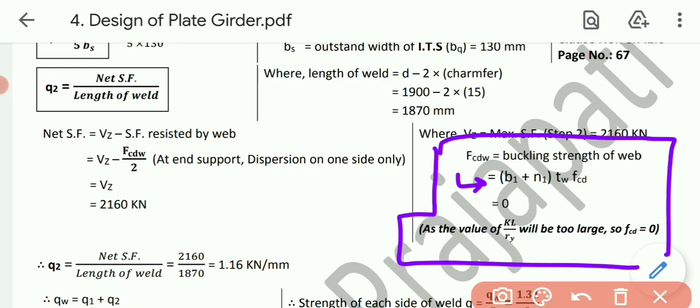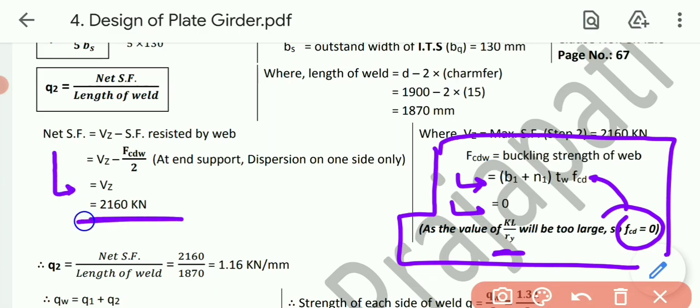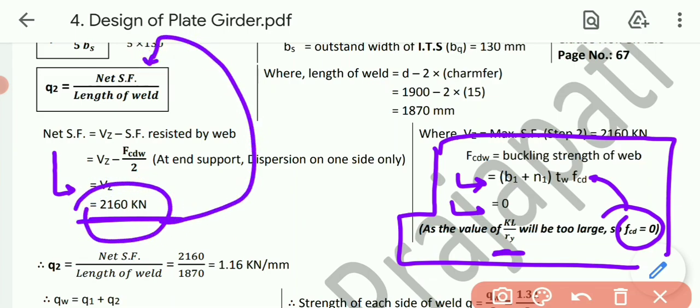But as the point load is not acting on the girder, we cannot take this one, so it is taken as 0, and also the KL by r ratio will be too large, so ultimately FCD will be 0 for this one. So ultimately FCDW will be 0. So finally our net SF will be only up to Vz, and we have already the value of Vz, 2160. So we have got the value of net SF, 2160, and the length of web, that is 1870.